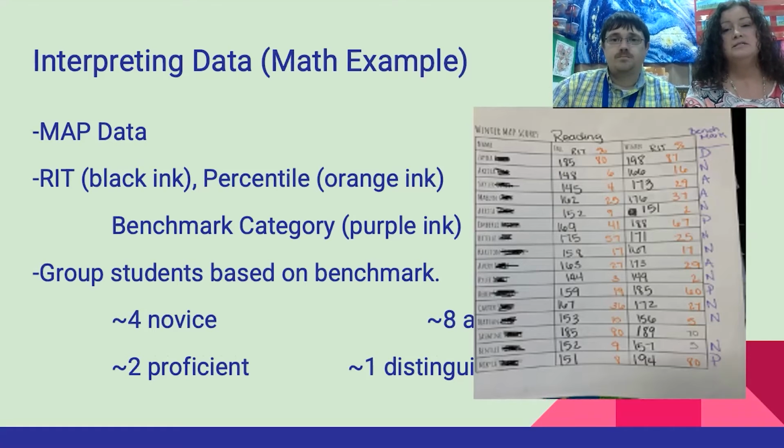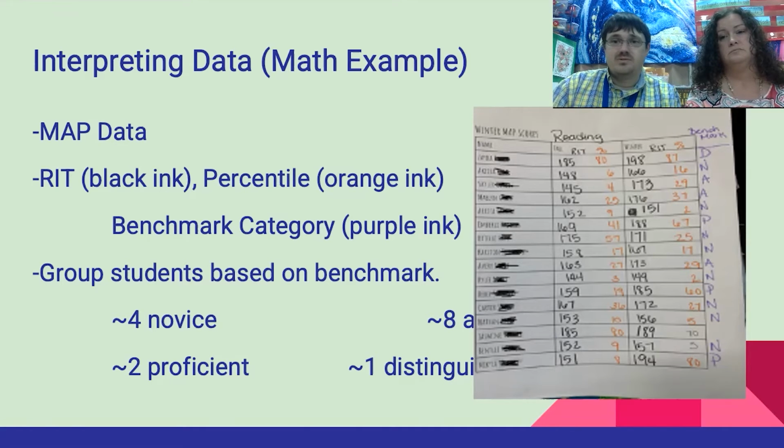All right, and this is the example of their math MAP data. And it's basically the same thing. The black ink is their RIT score, and then the orange ink is their percentile, and then their benchmark category is the purple ink. And you'll notice that that's for the fall and the winter as well. And again, students can be grouped based on the benchmark.